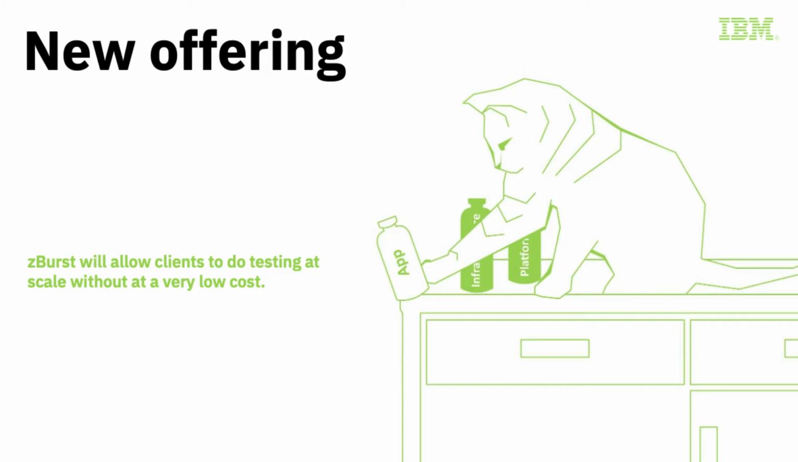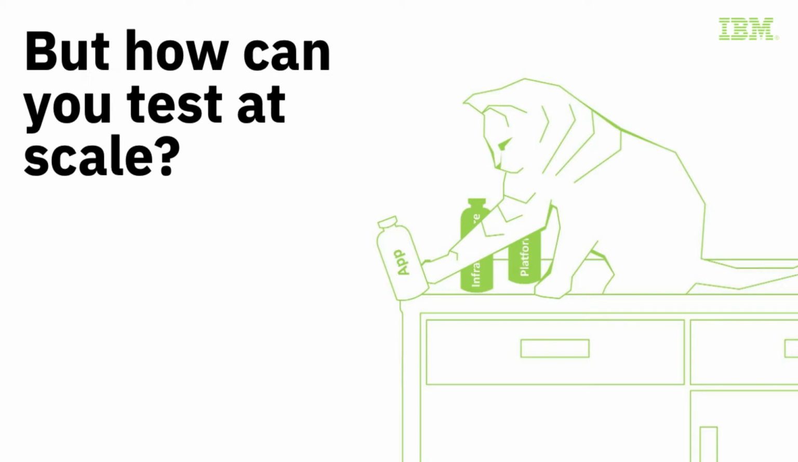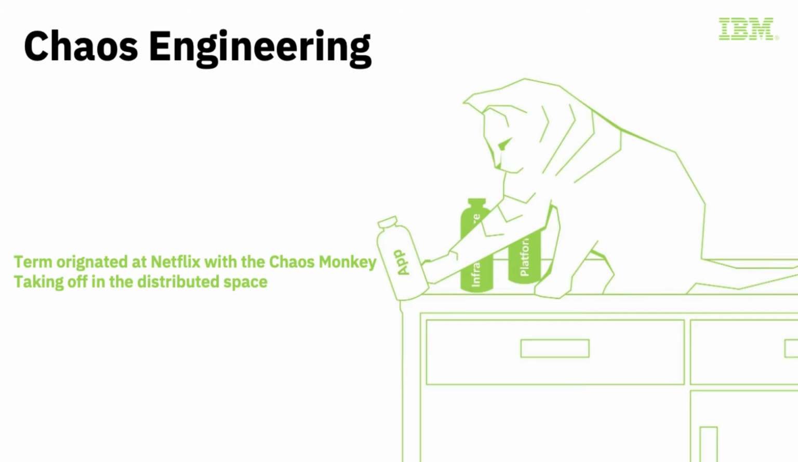I'm not a salesperson, but IBM did introduce the zBurst offering recently to address the cost issue. With zBurst, the cost of additional MIPS for doing load stress testing is cut dramatically. But there's still the issue of doing the testing and knowing what sort of things to test. That's where the Chaos Toolkit comes into play.